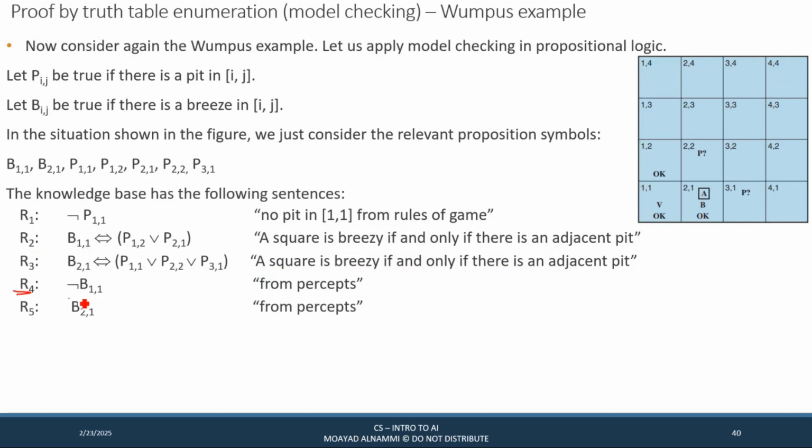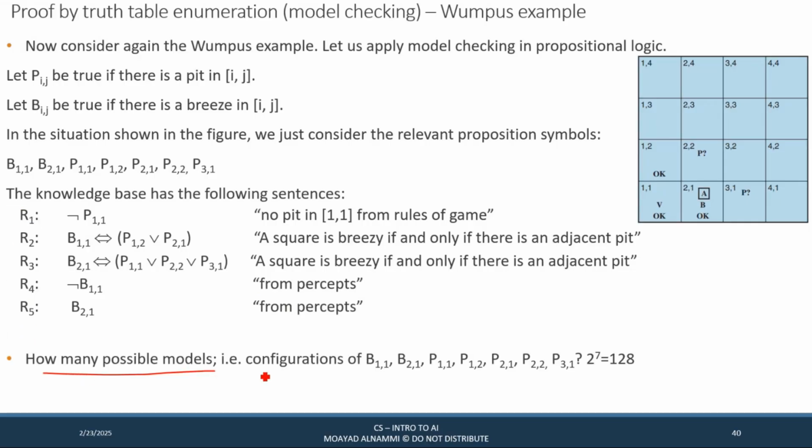Okay, what about R4? There is no breeze in 1-1. This is from the percept, and there is a breeze in B21. So this is our knowledge base. How many possible model configurations are there for this number of symbols? It is 2 to the power of 7, which is 128, because we have 7 symbols.